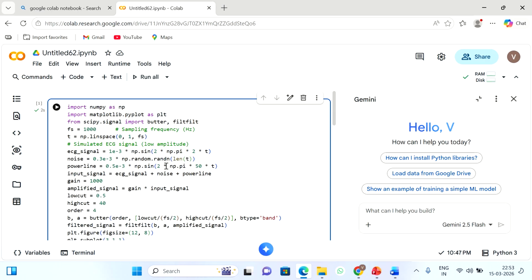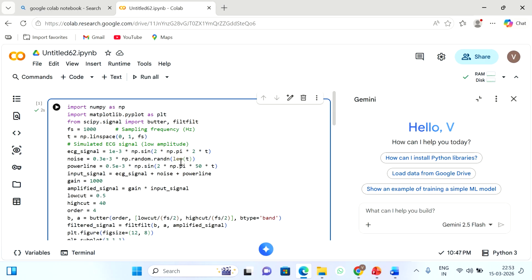So the power line is equal to 0.5e-3 times np.sin, open bracket 2 times np.pi times 50 times t. Now we have to add the noise.